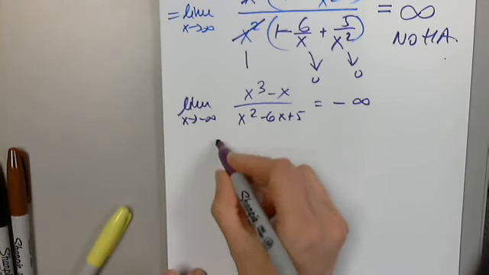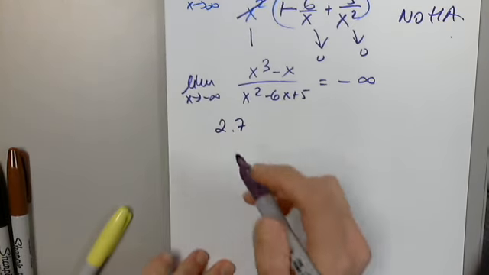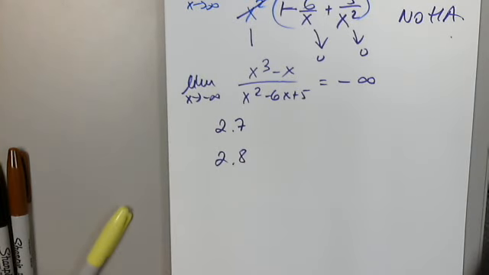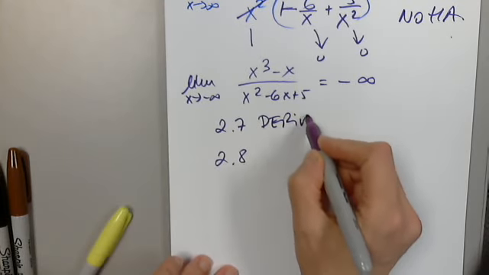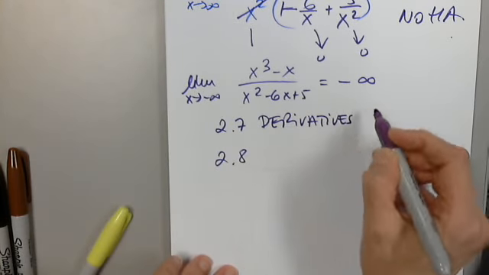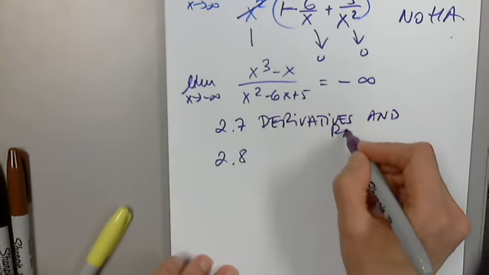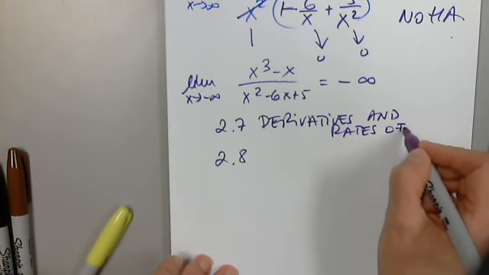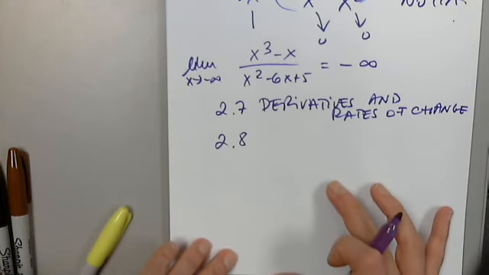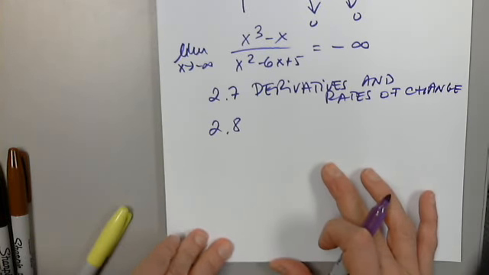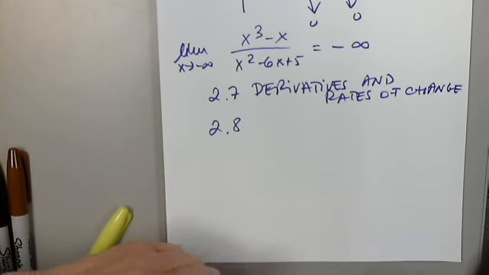Okay, so 2.7, I'm going to copy both titles, 2.7 and 2.8. These are derivatives and rates of change. But this is a special case of 2.8. If I were to write this book, I would write 2.8 first, and then 2.7.